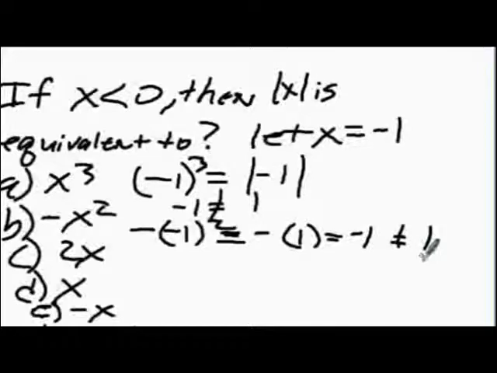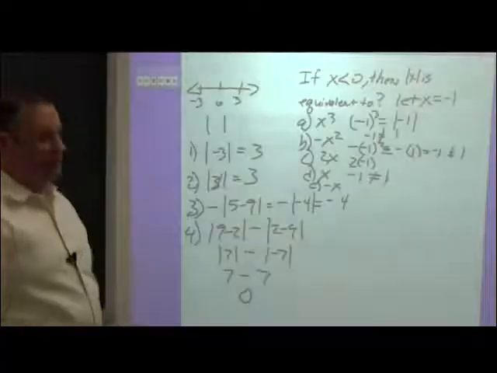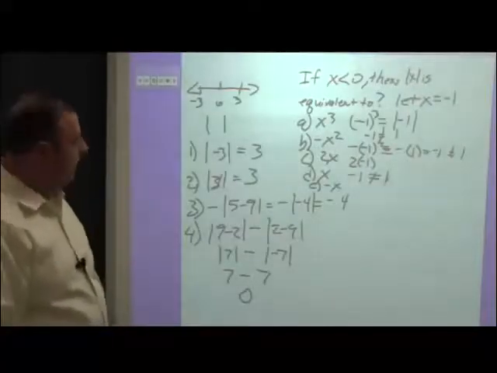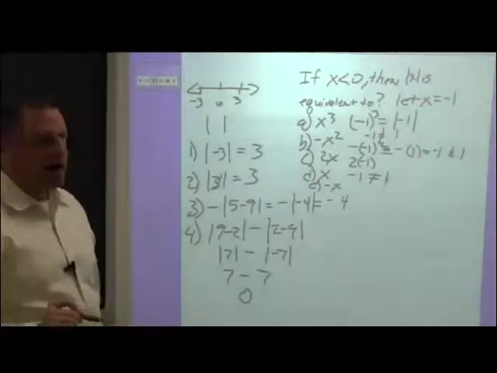So let's try C. Let's plug it in there. 2 times negative 1. Obviously, that's not going to give us the right answer either. Let's go to D. That would be negative 1 plugged in there. That's not equal to the absolute value of negative 1, which is 1. Geez, I wonder what answer it's going to be. Well, it's going to be equal to the last one. Let me show you why.